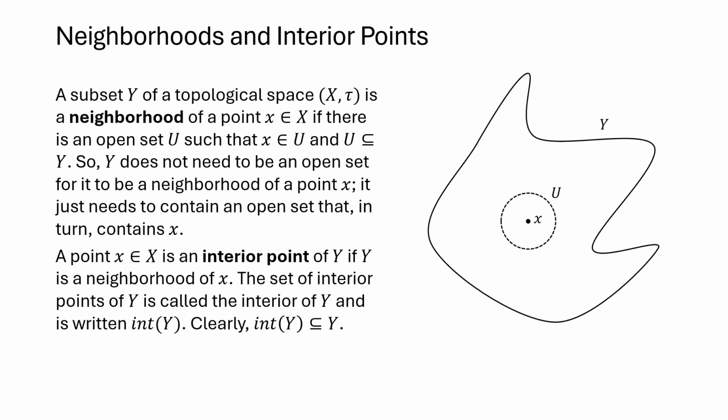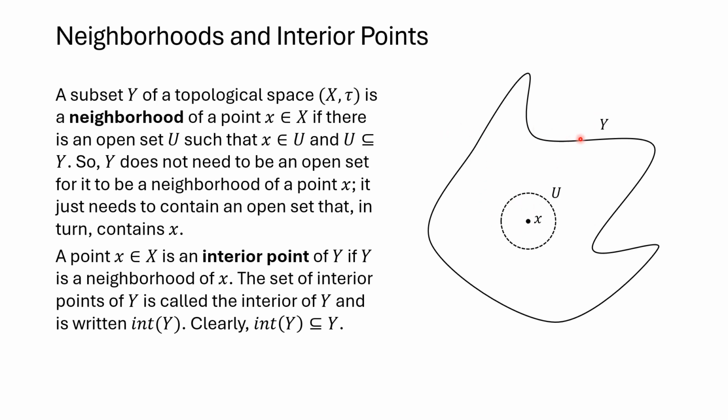I have a few definitions to get started. The subset Y of a topological space (X, tau) is a neighborhood of a point x if there is an open set U such that x is an element of U and U is a subset of Y. So we have a general picture of it here. We have x in an open set U that includes x, and then we have some set Y which U is a subset of. And in this case, we say that Y is a neighborhood of x.